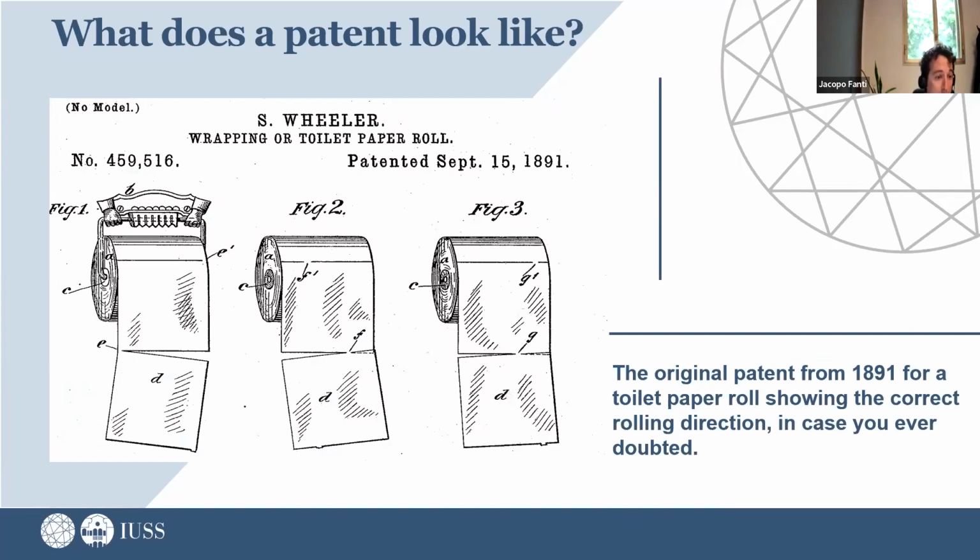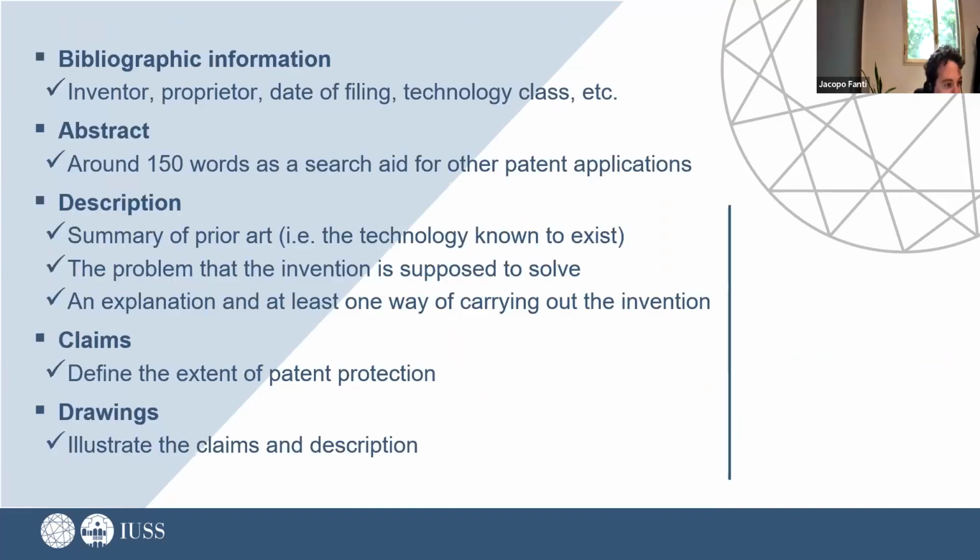This is the original patent, as you can see, from 1891 for a toilet paper roll, showing the correct rolling direction in case you have adopted. So this is a typical example of a patent. In a patent, you can find bibliographic information. So who applied for the patent, who invented it, the technology class, which is very useful for searching, for example, and an abstract. A patent is composed of an abstract of around 150 words, and that could also be very helpful in case of searches.